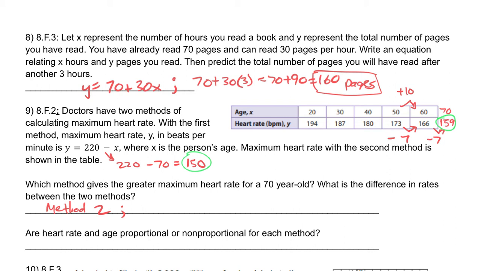What, 150 minus 159 is just 9 beats per minute. Are heart rate and age proportional and non-proportional for each method?